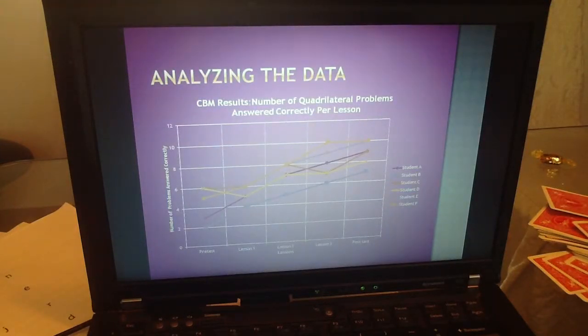So, analyzing the data. I was pleased with the results of this unit. All 6 of the students made significant progress and appropriately demonstrated their knowledge of the content.